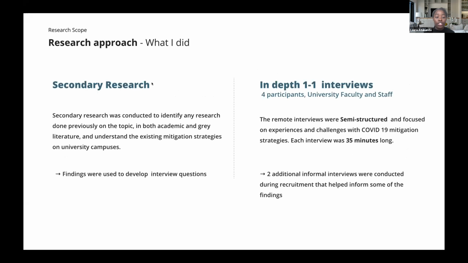So this was the research approach. I did some secondary research to identify any research that had been previously done on the topic, and to understand the existing mitigation strategies that were present on university campuses. These findings helped inform the interview questions.